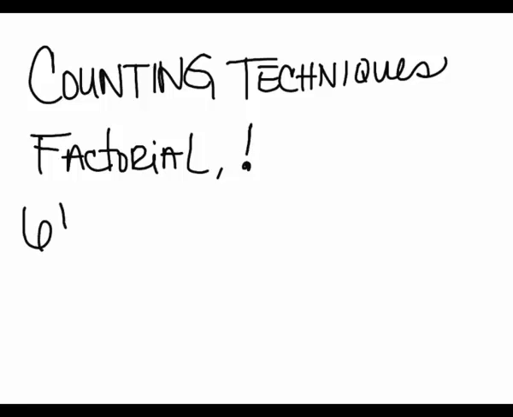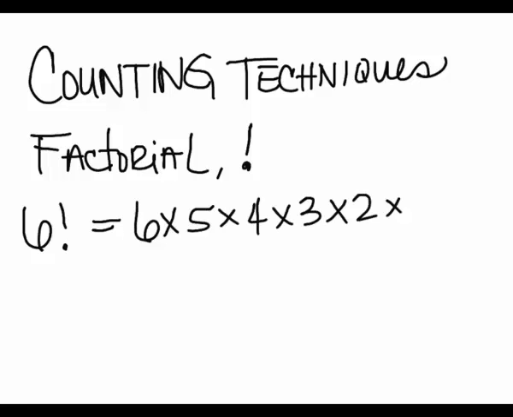Now it means something different in math. 6 factorial doesn't mean 6, like just shouting it out. In math it means 6 times 5 times 4 times 3 times 2 times 1. So what you're doing is multiplying the number by every whole number that comes before it until you get to 1. And so 6 factorial would be 720.